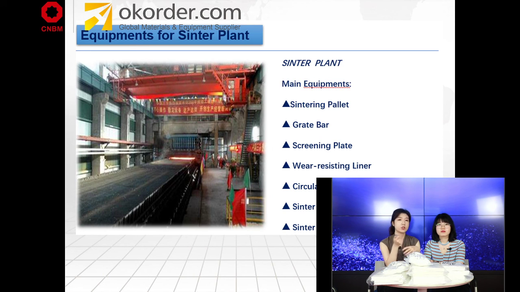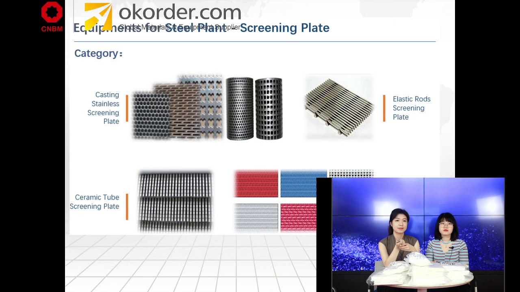So this is the whole picture of our sinter plants. The main equipment used in sinter plants includes sintering pallet, grate bar, and screening plate. We will introduce all these products in detail later. For the screening plate, we use different materials. For example, we have casting stainless screening plate, elastic rod screening plate, ceramic tube screening plate, and the last one is PE screening plate.